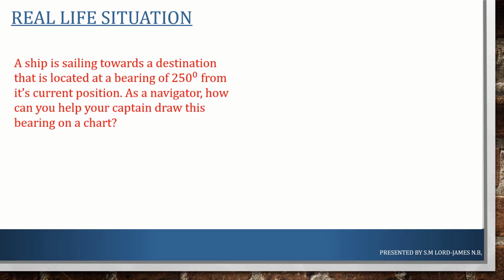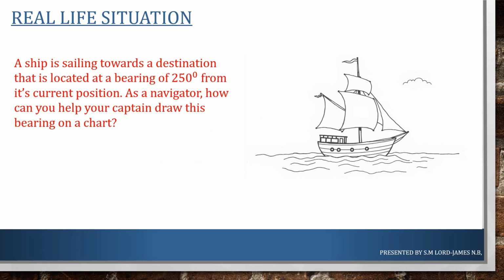A ship is sailing towards a destination that is located at a bearing of 250 degrees from its current position. As a navigator, how can you help your captain draw this bearing on a chart? We'll come back to this, so picture the problem and see what you can try to think about it and see what you can do. We'll come back to it at the end of this video. So let's take an activity.